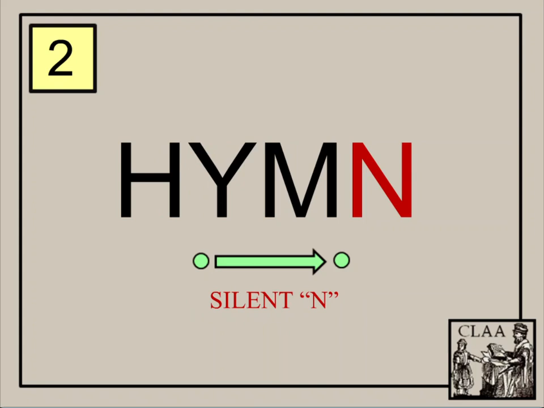The second sound represented by the English letter N is no sound at all. The N can also be silent. In this word on your screen, the letter at the end of the word is a silent N. Let's read this word together with the N silent. Him, him, him.